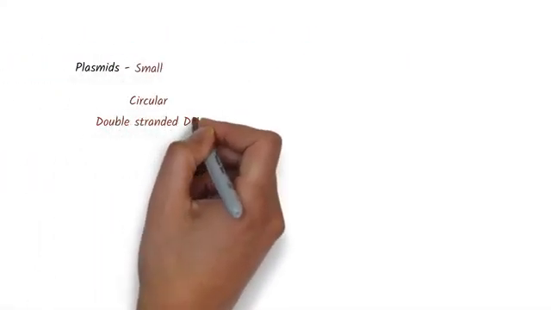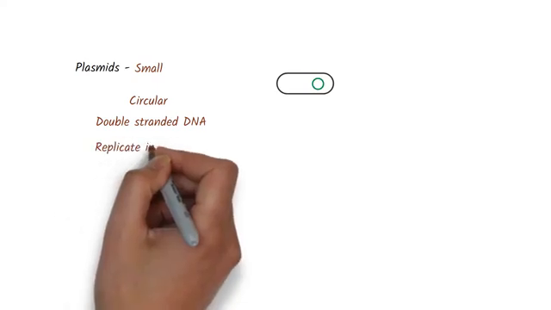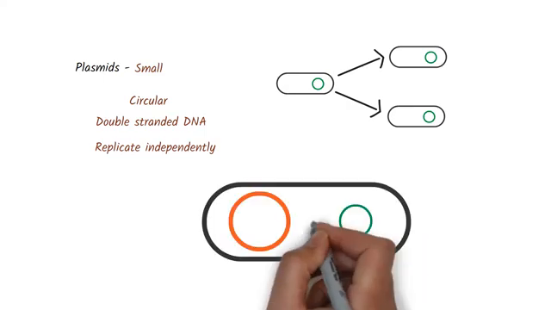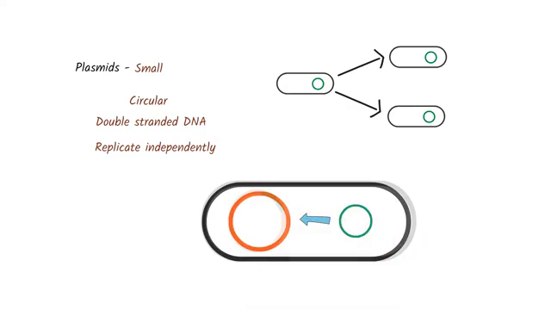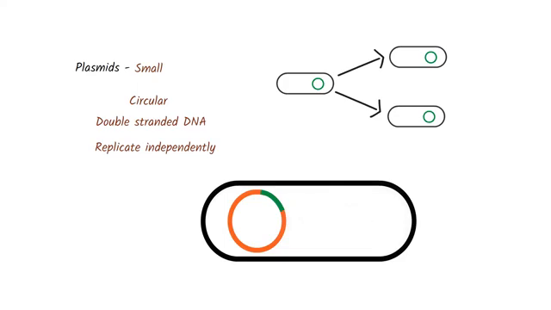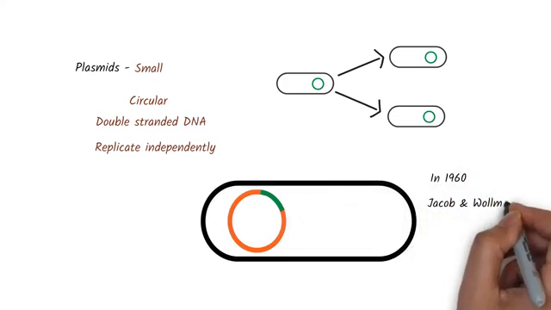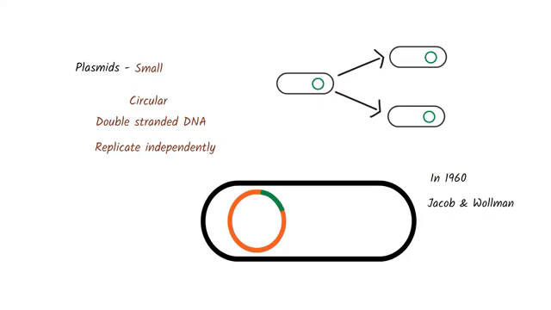Plasmids are small, circular-shaped double-stranded DNA. They can replicate independently during cell division, and are inherited by both daughter cells. In some cases, plasmids can integrate with the bacterial chromosome, and replicate along with the chromosome. In 1960, Jacob and Wollman termed the extra genetic material that is integrated with the bacterial chromosome as episome.